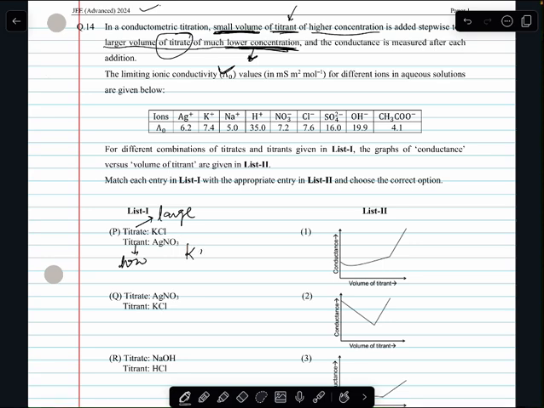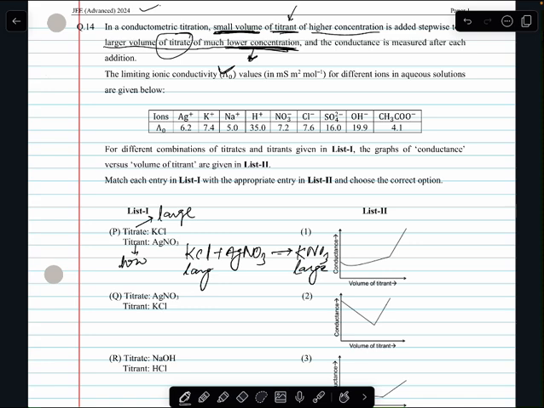So when KCl reacts with AgNO3, it will produce KNO3 plus AgCl, which will be a precipitate. I'm not at all interested in the precipitate. Now if I look at this particular equation, this is in large volume, so KNO3 will also be produced in large volume.